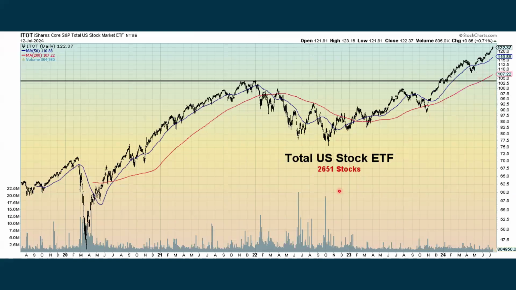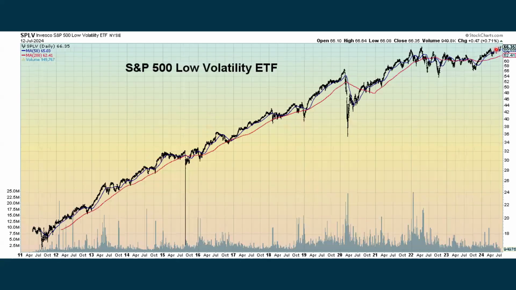Here's the total U.S. stock ETF, which is 2,651 stocks the last time I checked. And this is coming off of just setting recent all-time highs. So the broad market is still looking quite positive. Then we look at low volatility stocks, and this is another more defensive area that folks get into when they're concerned about the market declining.